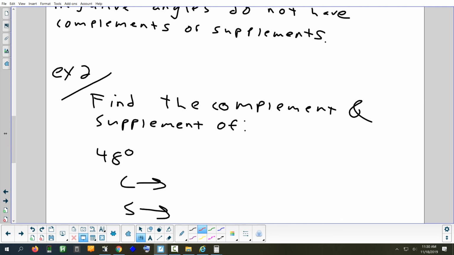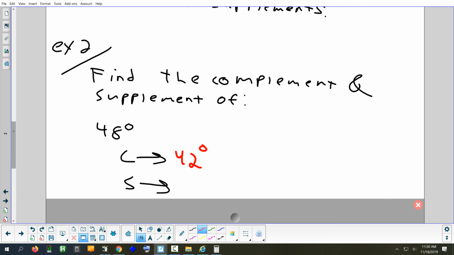Okay, so 48 degrees. What's the complement? 42 degrees. And the supplement? 132. 90 plus 42 is 132.